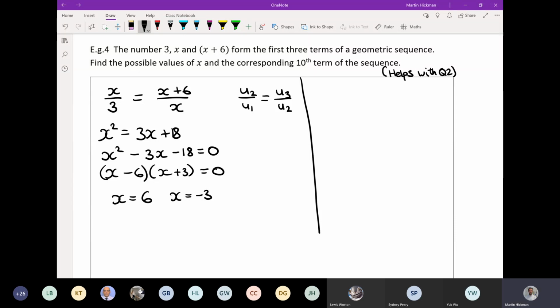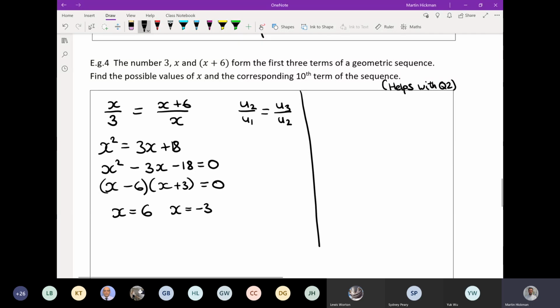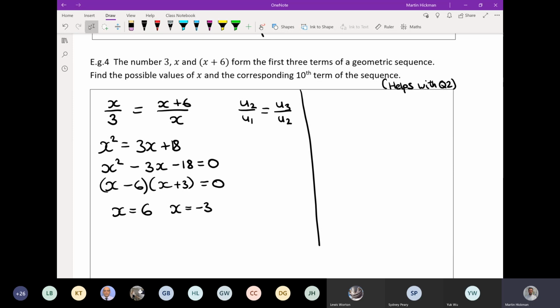So whilst we've looked at before when we did arithmetic series, if we were trying to find n, for example, n had to be positive. But here x, it's just a number in our sequence, so it could possibly be positive or negative. I'm not told that it definitely is positive or negative. So we've got two scenarios. If x is 6, then the common ratio is just going to be 6 divided by 3, which is just going to be 2.